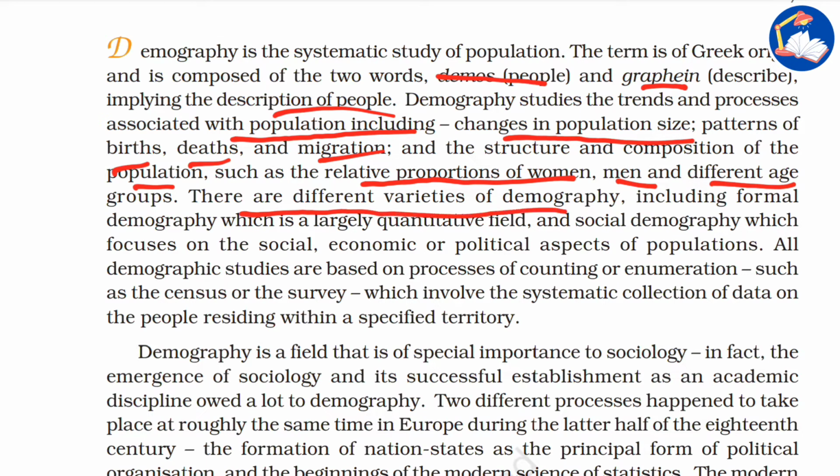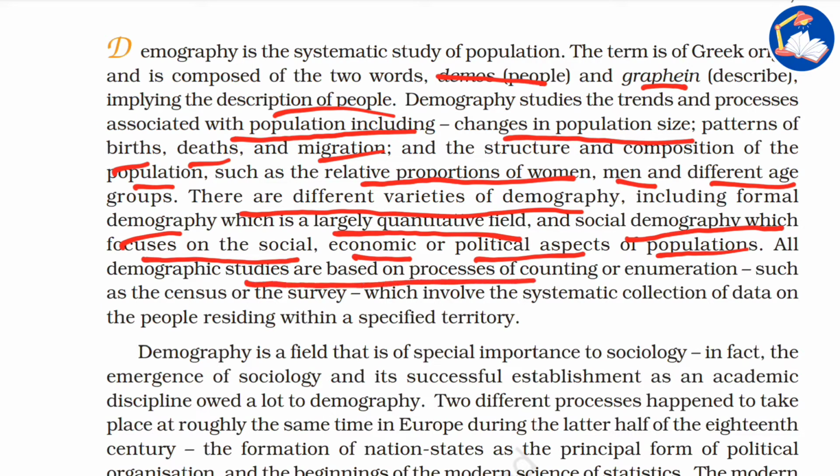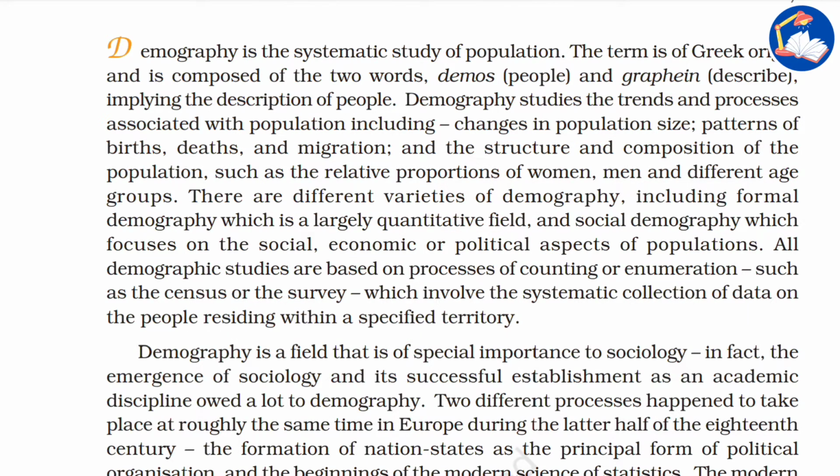There are different varieties of demography, including formal demography, which is a largely quantitative field, and social demography, which focuses on social, economic, and political aspects of population. All the demographic studies are based on the processes of counting and enumeration, based on statistics, such as the census or the survey, which involve the systematic collection of data on the people residing within a specified territory.